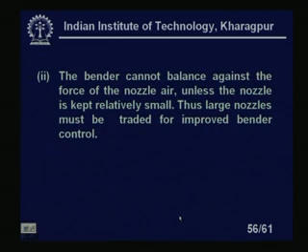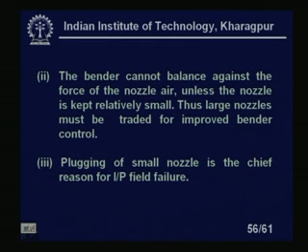The bender cannot balance against the force of the nozzle air unless the nozzle is kept relatively small. Thus, large nozzles must be traded for improved bender control. Plugging of small nozzles is the chief reason for I to P field failure.